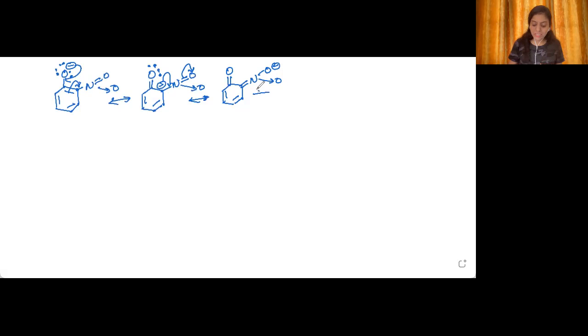Now, because it is stabilizing the phenoxide ion, it will help it to release the proton, because even if the proton is released, there is the nitro group to stabilize the phenoxide ion. But in the other case, when the methoxy group is there at the ortho position, what will happen?